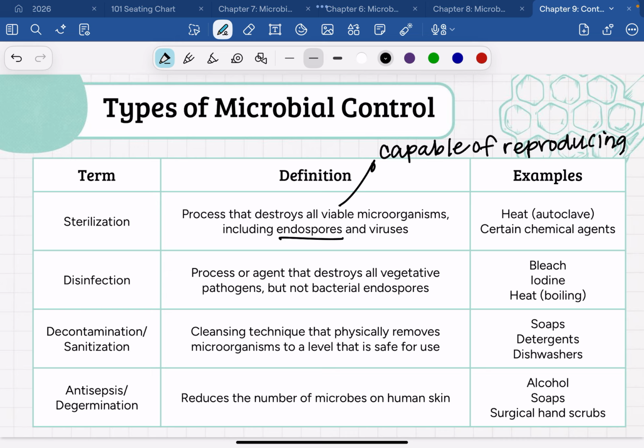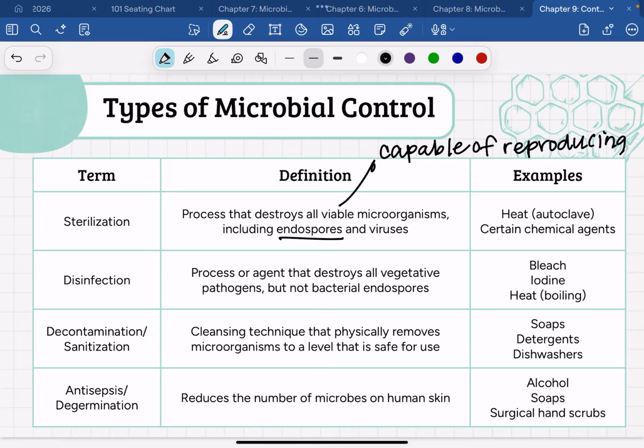So the major example of something capable of sterilization, and we're going to talk more about this in a little while, is using an autoclave specifically. Boiling is not enough to sterilize. Boiling is not going to kill endospores. Endospores are incredibly capable of surviving boiling water. They can survive UV radiation. They can survive soap, Lysol, things like that. There are very few things that are capable of killing endospores. So sterilization, again, is a process that destroys all viable microorganisms, including all endospores and viruses.